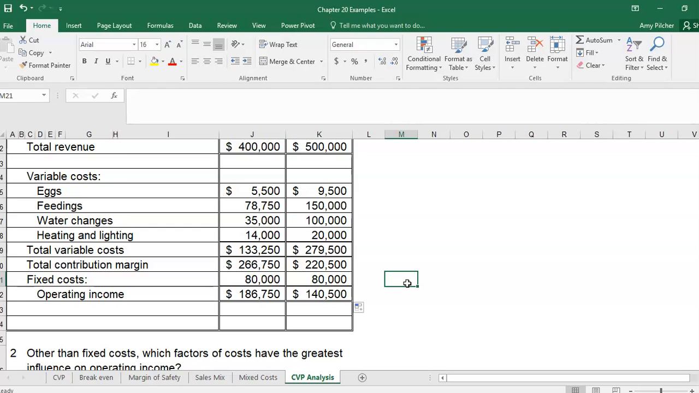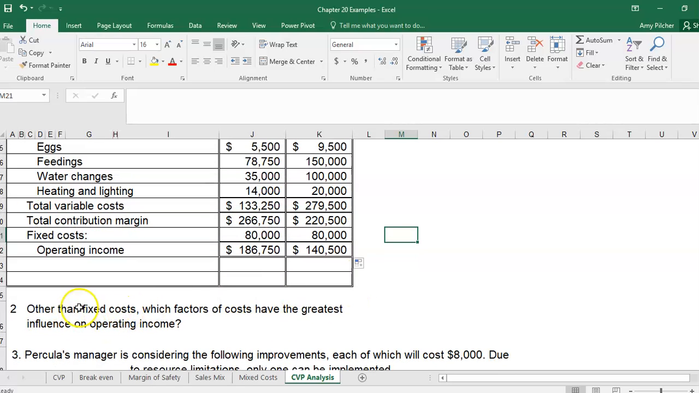The next question says, other than fixed costs, which factors of cost have the greatest influence on operating income? That's actually our feedings and our water changes. Those are our variable costs that have the greatest influence on operating income, because we can see that because of the additional number of water changes that angelfish need, 2 per week versus 1 per week, that increases our costs significantly.